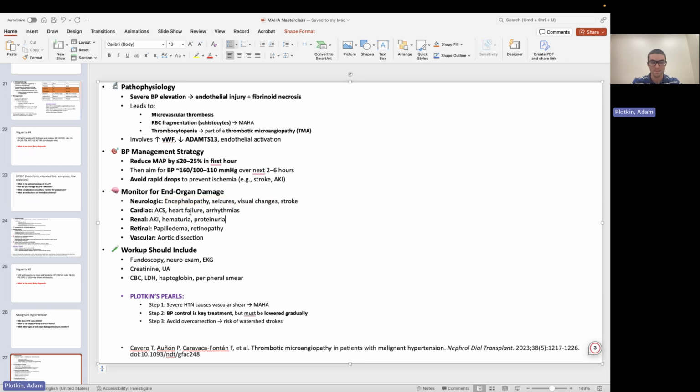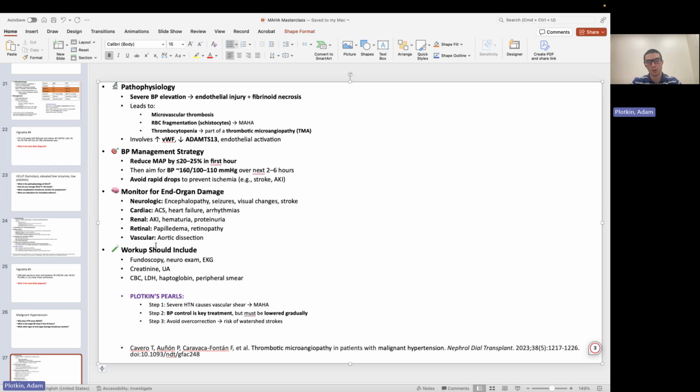We want to monitor for other end organ damage in these patients, so things like encephalopathy, seizures, visual change, and stroke, acute coronary syndrome, heart failure, arrhythmias, AKI, hematuria, proteinuria, papilledema, retinopathy, and then aortic dissection. All things I need to consider when I'm thinking about hypertensive emergency. So that's blood pressure of either 180 or 120, right? So either one, plus end organ damage, is hypertensive emergency.